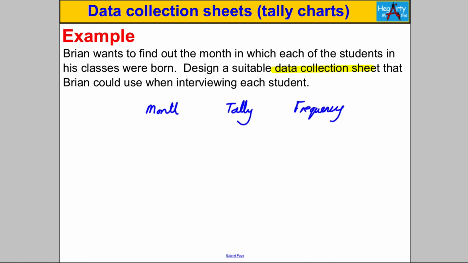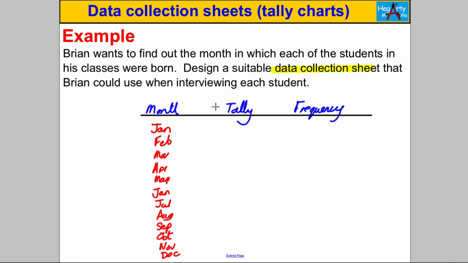This time there are 12 months, so we should list all of them, shouldn't we? We shouldn't have another column, so let's list all of them. And just make sure you've got yourself a nice table format like this. And there you go. That is a suitable data collection sheet that Brian could use to collect his data, and we're done. And that's it for this video.